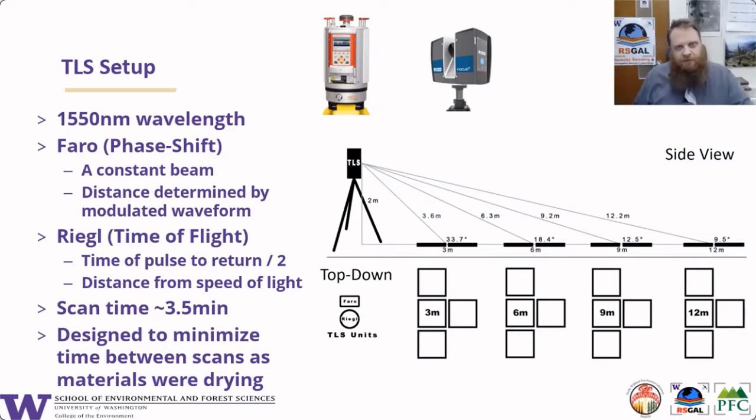The Regal, as a time of flight unit, is what we more classically think of when we think of LiDAR. It emits a pulse, it's reflected off something, and it times how long it takes for that pulse energy to return, divides it by 2, and using, of course, the speed of light. We were trying to keep these scans as short as possible, about 3.5 minutes, because we were trying to minimize the time of the samples and the rotation of the samples to ensure that materials weren't drying mid-data collection.